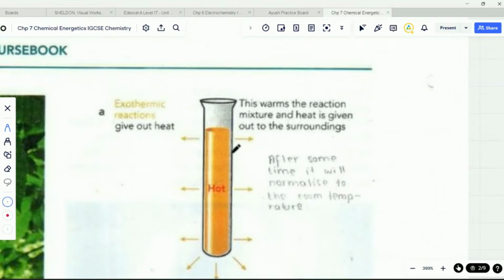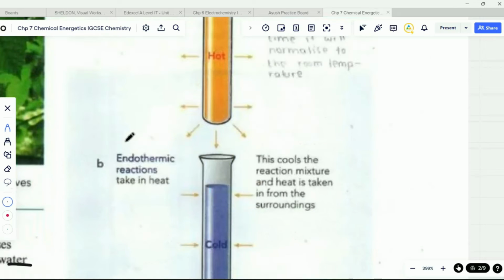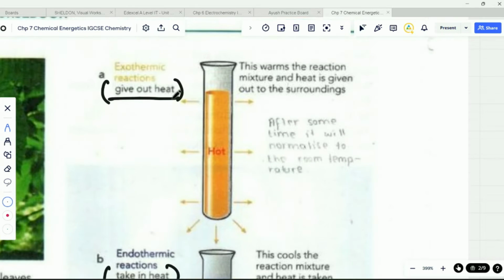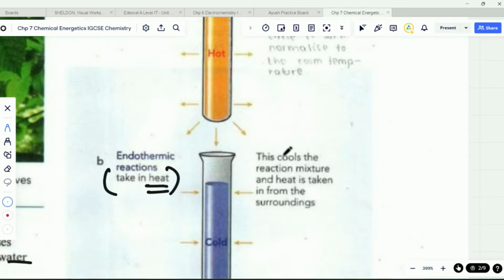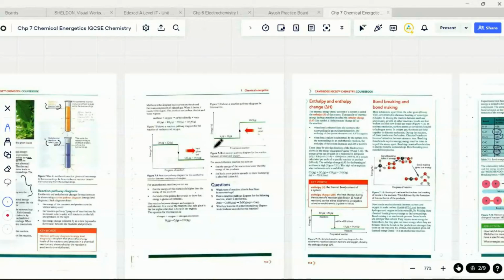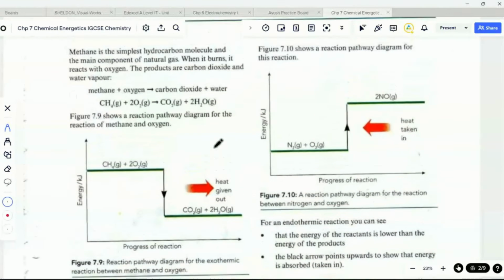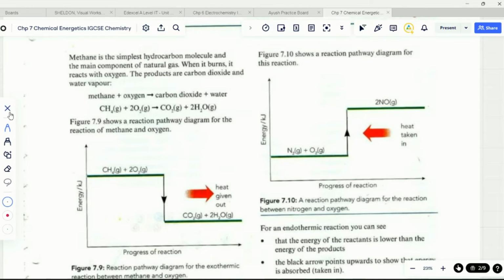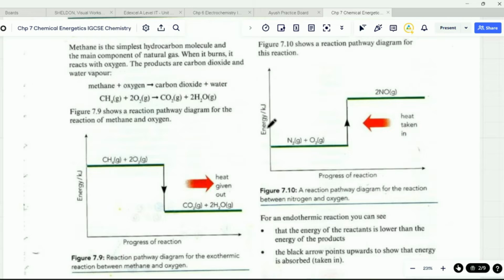So you have to remember all these examples. Exothermic reactions give out heat. So see these keywords. Endothermic reactions take in heat. First they were using the word energy. Now they are using heat. So heat is basically energy. Do not forget this. This page is the most important part of the chapter. You come across these diagrams a lot.